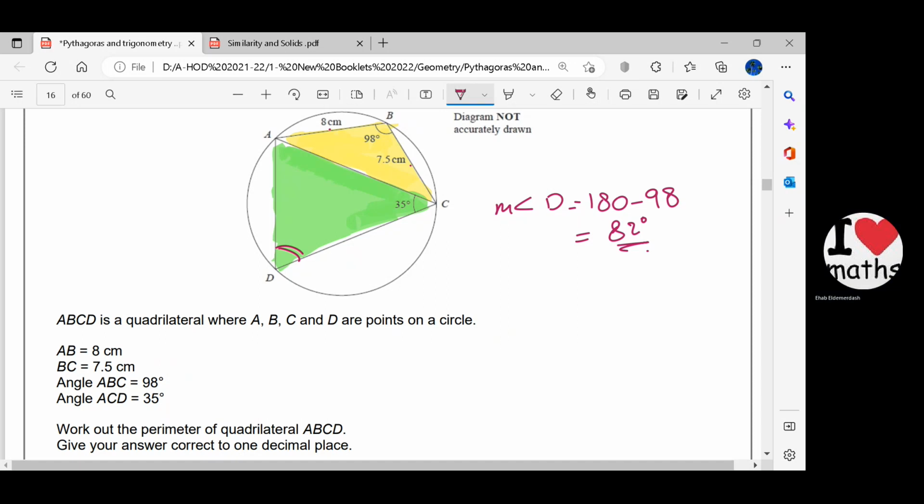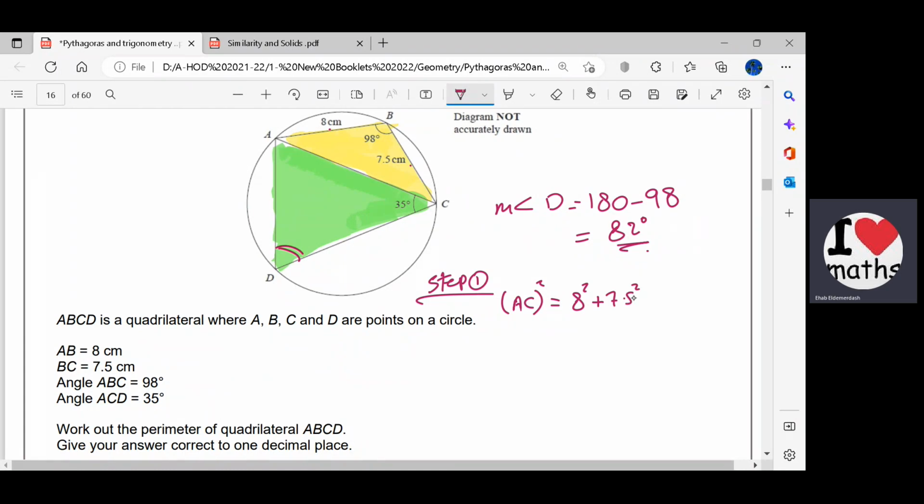So what should I do? Think about the cosine rule. If I have to work on the cosine rule, what should I do? I'll say AC squared, so my first step, step 1: AC squared is equal to the other two sides squared, so 8 squared plus 7.5 squared minus 2 multiplied by 8 multiplied by 7.5 cosine 98.